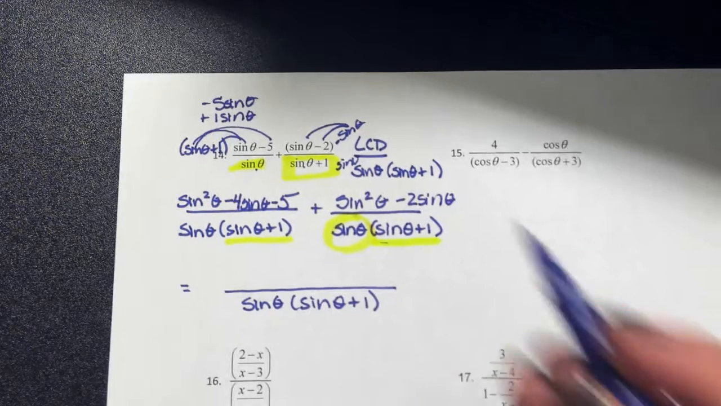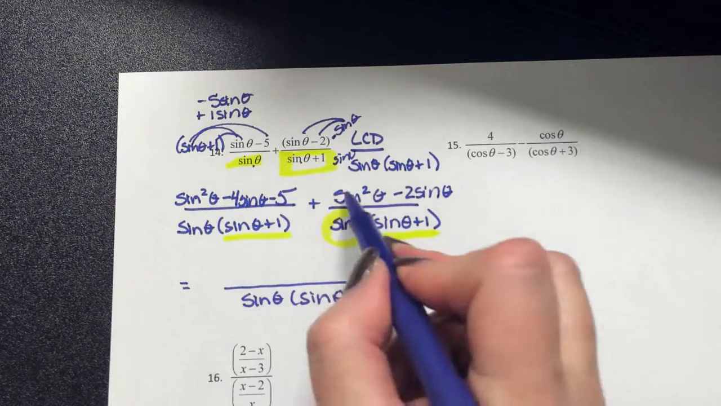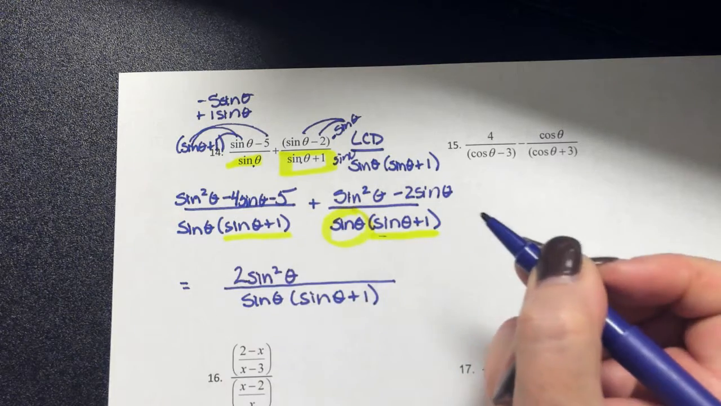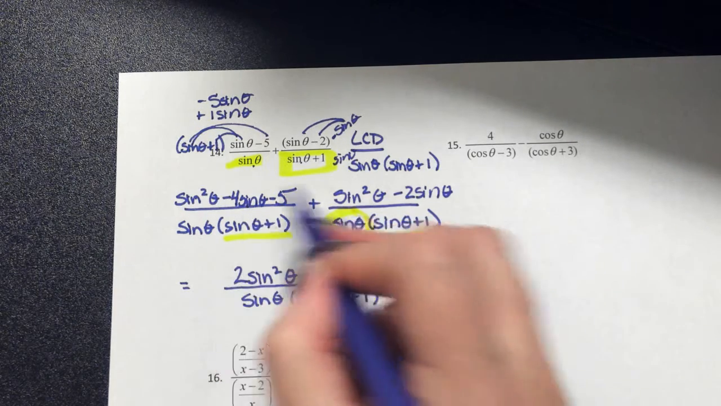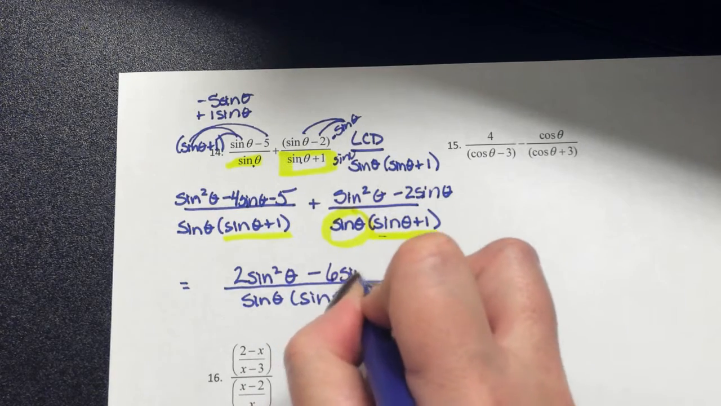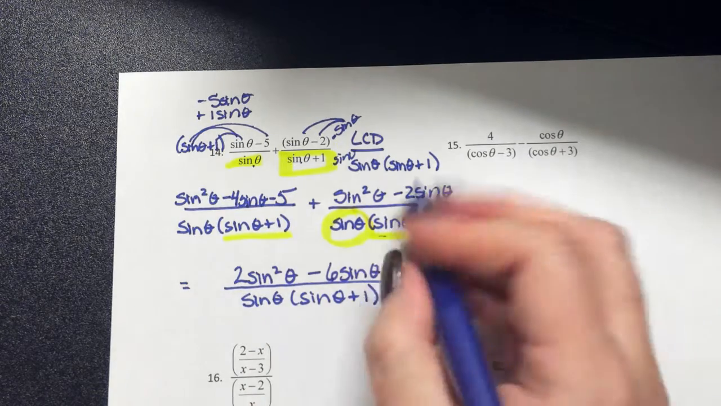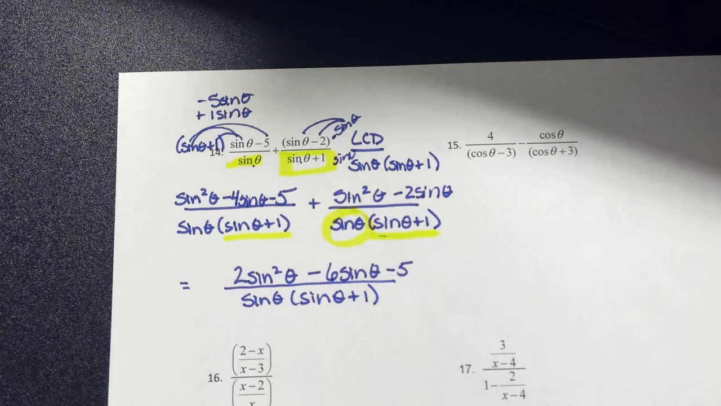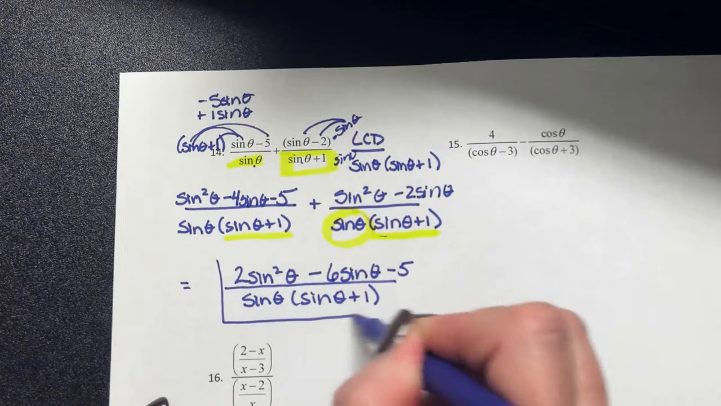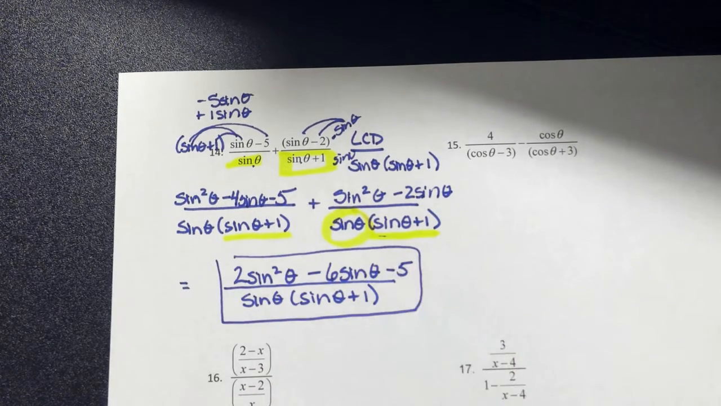Now I want to combine like terms in the numerator. Sine squared plus sine squared is a 2 sine squared. I have a minus 4 sine theta minus 2 sine theta, which is a minus 6 sine theta. And I have my minus 5. There are no factors of negative 10 that I can add together to give me negative 6. So I know that that is in simplest form.